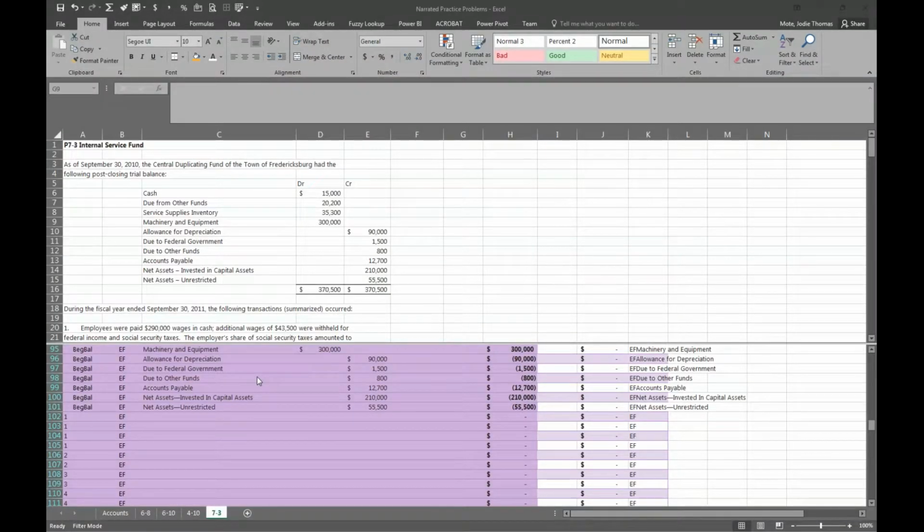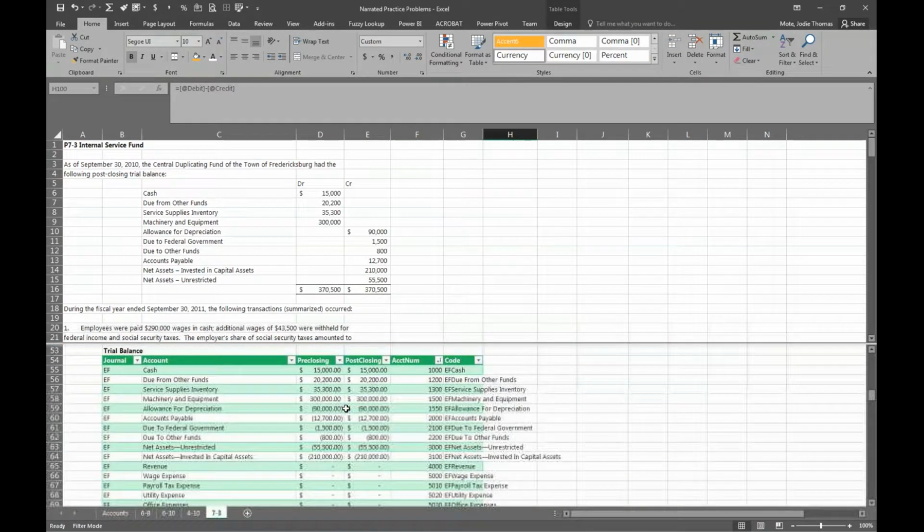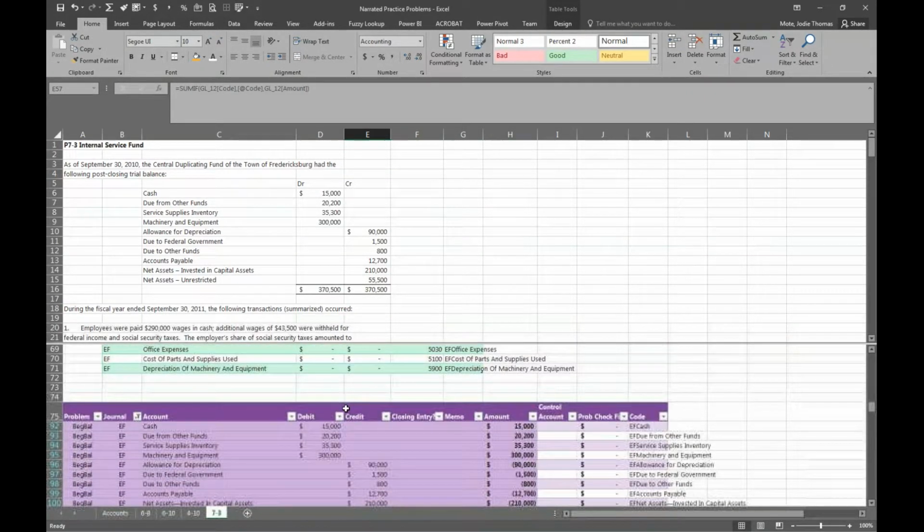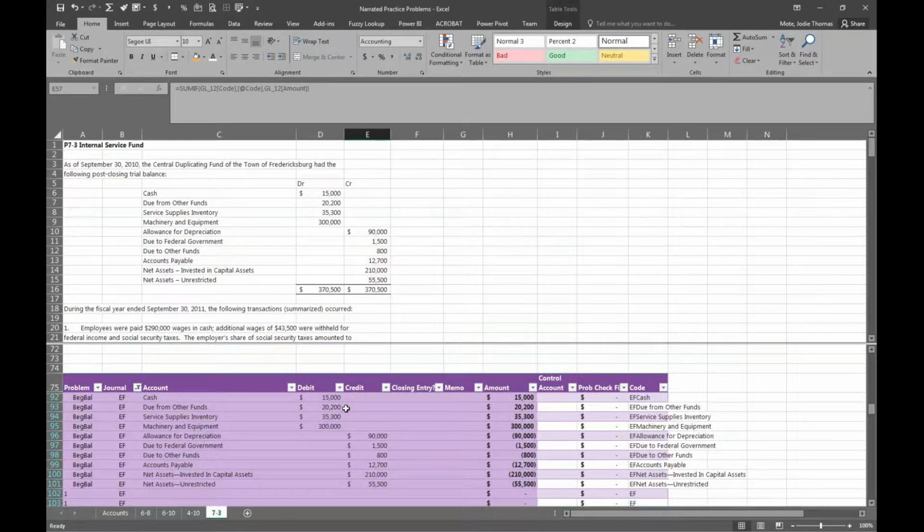Okay, everyone, going to go through problem 7.3, internal service fund. We are starting out with the September 30th, 2010 balances for these various funds for the central duplicating fund of the town of Fredericksburg. This was their closing balance from 2010, and so I've posted those here so that it would work with the trial balance that we have, and you'll see that in use in a moment.